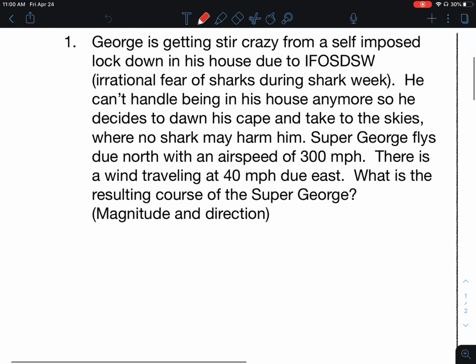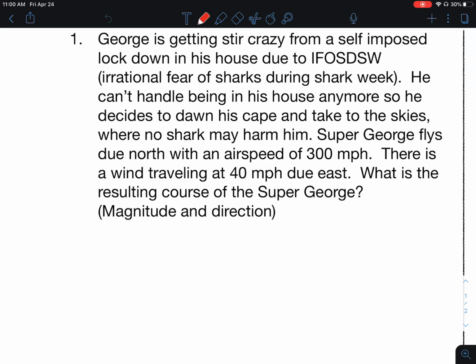George is getting stir crazy from a self-imposed lockdown in his house due to IFAS DSW, irrational fear of sharks during Shark Week. He can't handle being in his house anymore, so he decides to don his cape and take to the skies, where no shark may harm him.